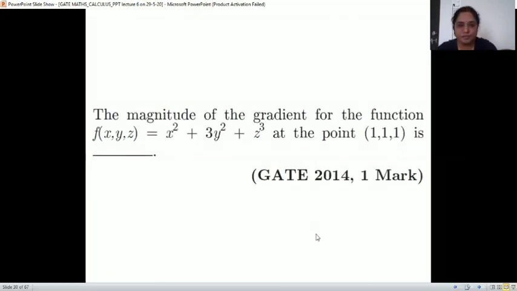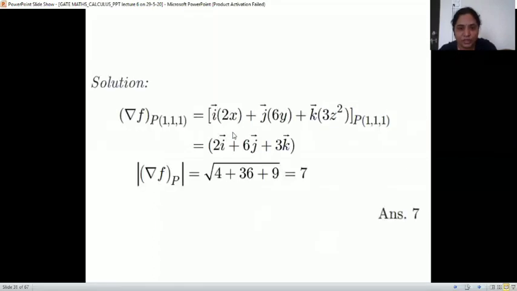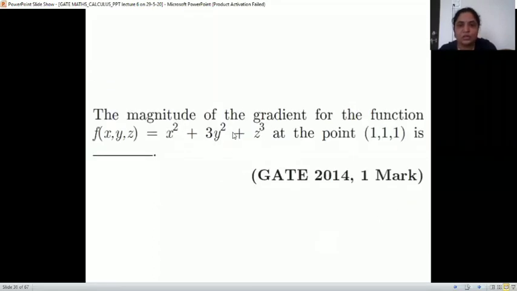Next question. The magnitude of the gradient for the function at the point 1, 1, 1 is. First find the gradient, then at the point 1, 1, 1, and then find its magnitude and tell me the answer.